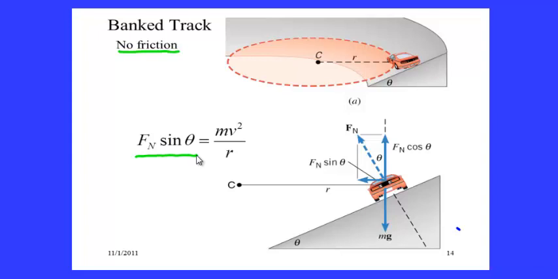So I want you to see the three different scenarios here, the two extremes. Friction when it's moving slowly, friction acting up the ramp to keep it from moving down the ramp, and then when it's driving fast, friction's acting down the ramp to keep the car from sliding out, and then there's that sweet spot right in the middle where we have no friction at all. There you have it, banked curves.